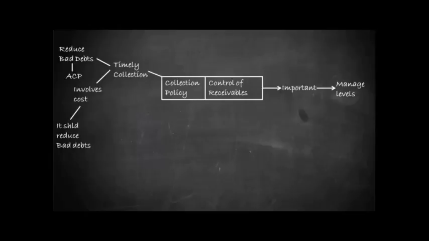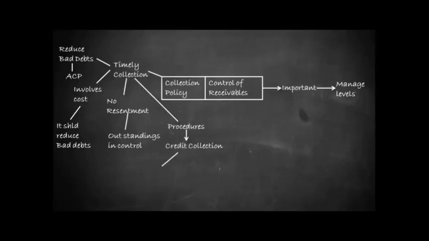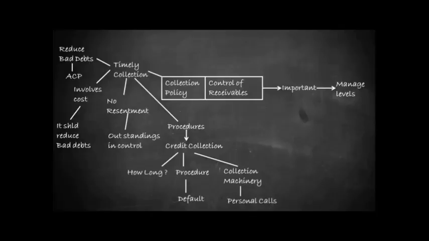So the collection process of the company should not create any resentment among the customers, but it should keep the outstandings in control. Procedures should be laid out for all the credit collection process. I mean, how long a customer can delay the payment. There should be a procedure if there is going to be a default. There should be a collection machinery for collecting, which may be either through personal call or maybe by sending people. There should be procedure for handling doubtful accounts, when to initiate legal action in the event of default. So the collection policy should be spelled out clearly.